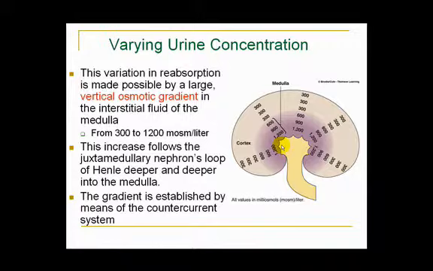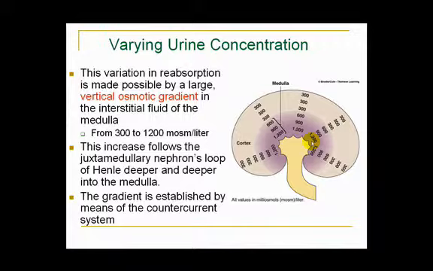Now, this concentration gradient follows the anatomical structures, like your loop of Henle, how it runs down through the medulla, and the collecting ducts, remember, run down through the medulla towards the renal pelvis. And how are the kidneys able to have this osmotic gradient? Because remember your laws of diffusion.